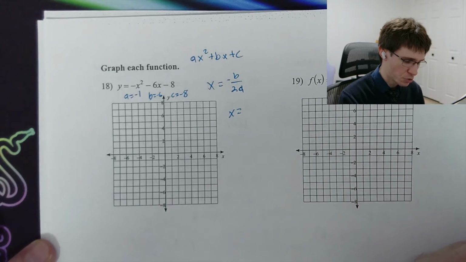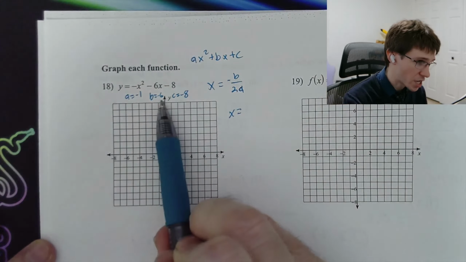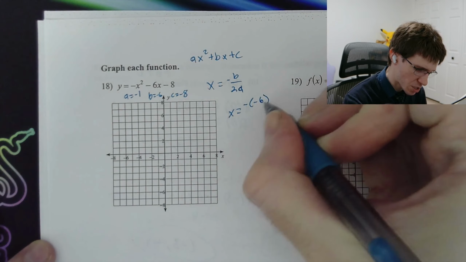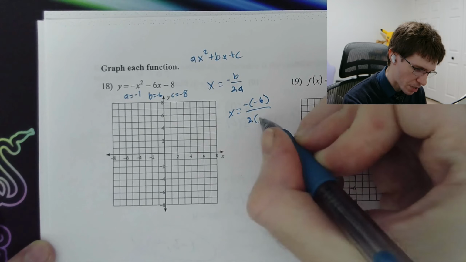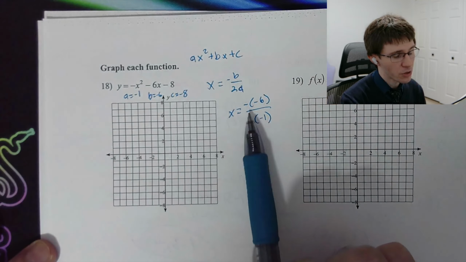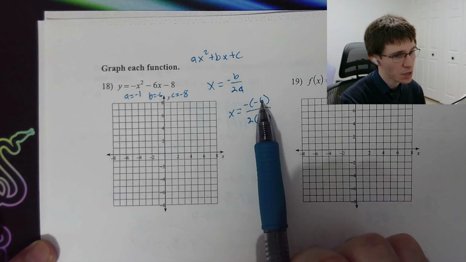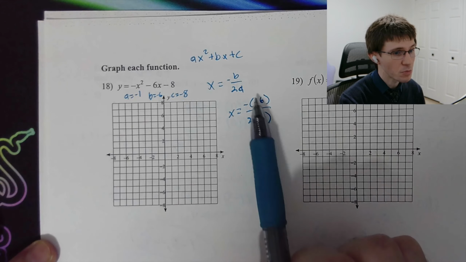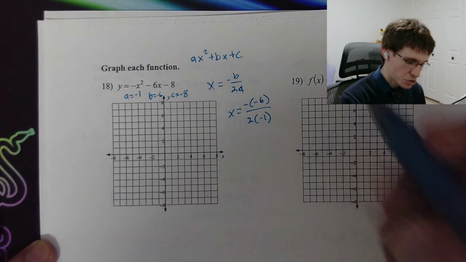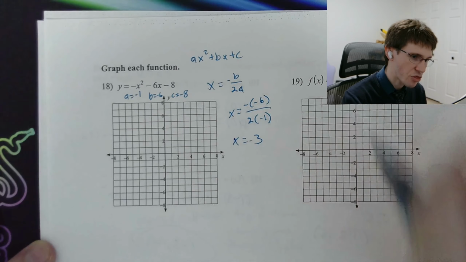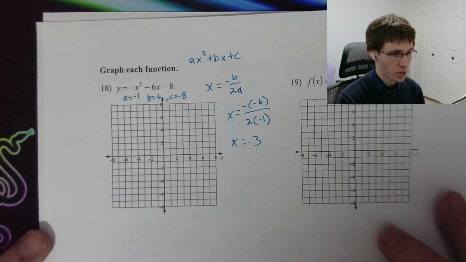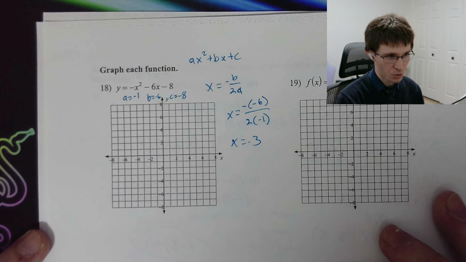It might even be Algebra 2 when we do it, but we're going to be plugging in our -6 where that b is. So negative of -6 divided by 2 multiplied by -1. So we end up with a +6 on the top and a -2 on the bottom. So +6 over -2 is in fact -3. So we have that -3 value there, and that's going to be a great starting point as where you want to plug in for these parabolas.